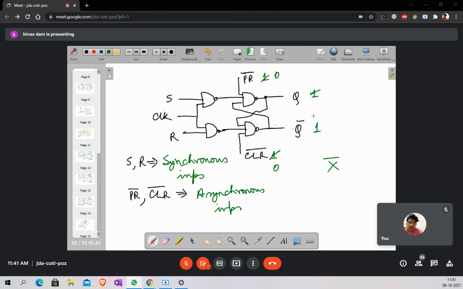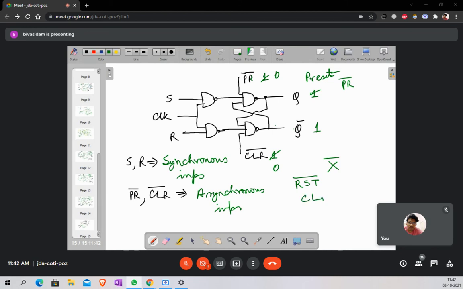Now, what is the required value of PR bar if it has got to become active? Zero. So when PR bar is active, is the memory set or reset? Set. Memory is set. So that's why this is called the preset input. So from there, PR has been taken. And as it is active low, the nomenclature is PR bar. When CLR bar is active, or zero, what happens to the memory? Reset. That's why this signal is named RST bar, reset bar, because resetting a memory is nothing but clearing the memory also.